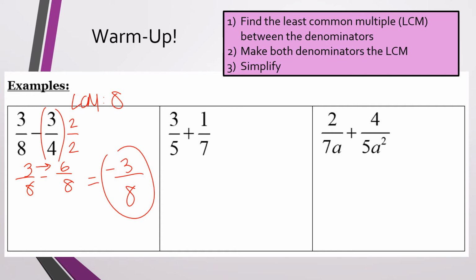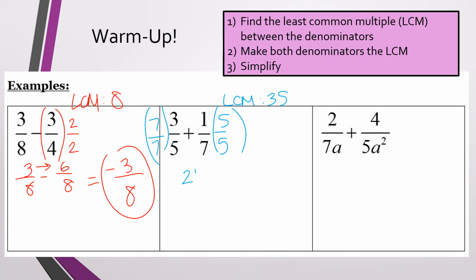So then for the next one, between 5 and 7, the LCD, or the least common multiple of 5 and 7, we have 5, 10, 15, 20, 25, 30, 35. The only number that is a multiple of 7 that is common with 5 would be 35. So both of these need to have 35 in the denominator. So 5 times 7 will give me 35, and then 7 times 5 will give me 35.